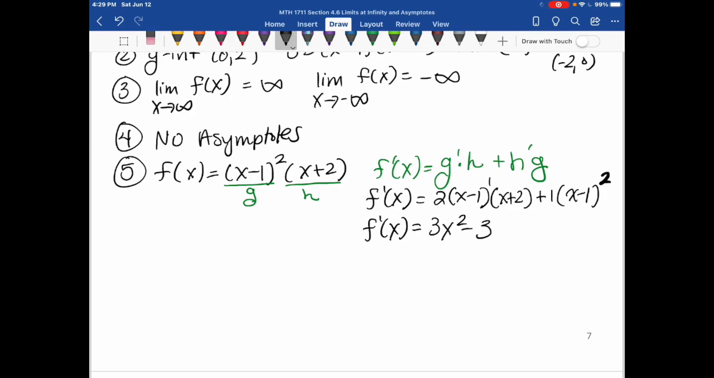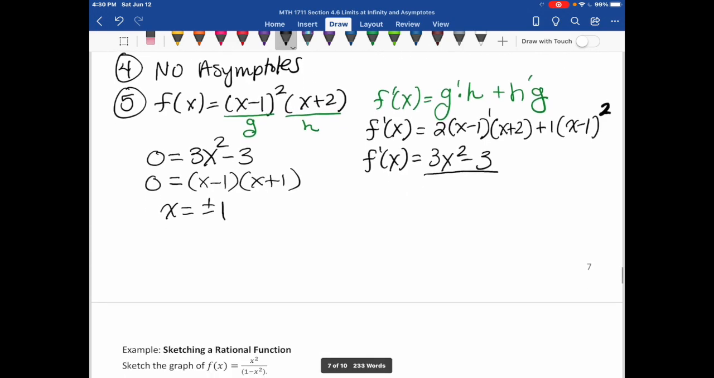So, to find our critical values, we're looking to see where the derivative is 0 or where it's undefined. Because the derivative itself is a polynomial, we're not going to have any values that make the derivative undefined, but we can see what makes the derivative 0. If I factor this, I can divide both sides of the equation by 3, and so I'll be left with x squared minus 1. And then the x squared minus 1 can be factored into (x minus 1)(x plus 1), which means our critical values are going to be plus or minus 1.